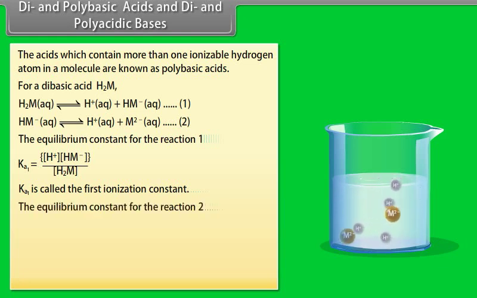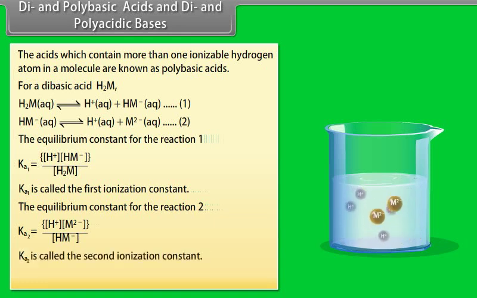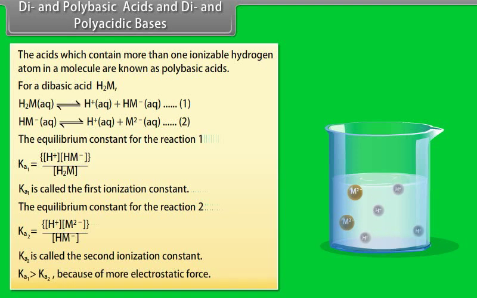The equilibrium constant for reaction 2, Ka2 is equal to H plus into M square minus by HM minus. Ka2 is called the second ionization constant. Ka1 is greater than Ka2 because of more electrostatic force.